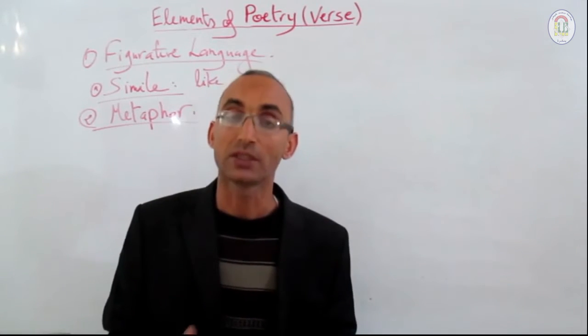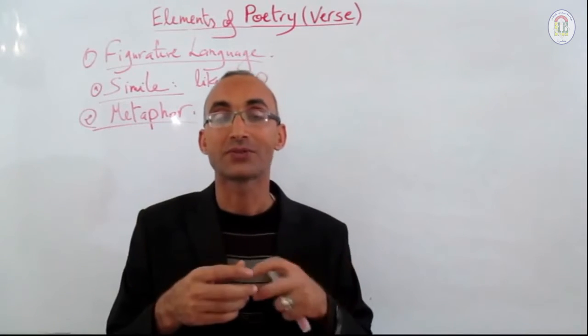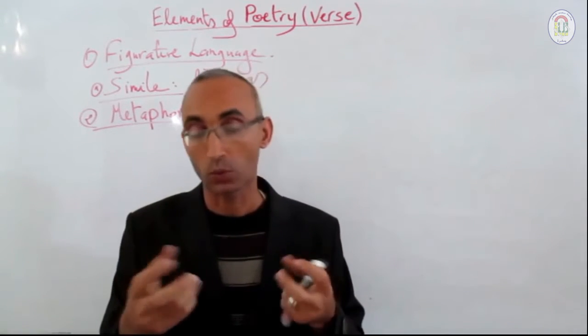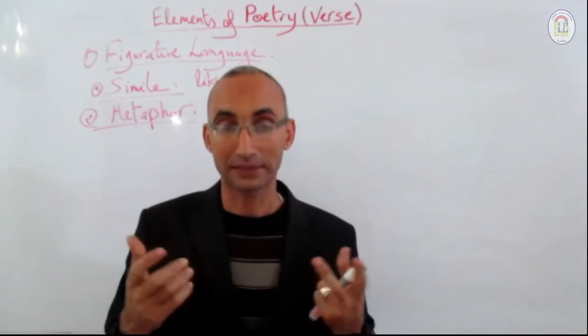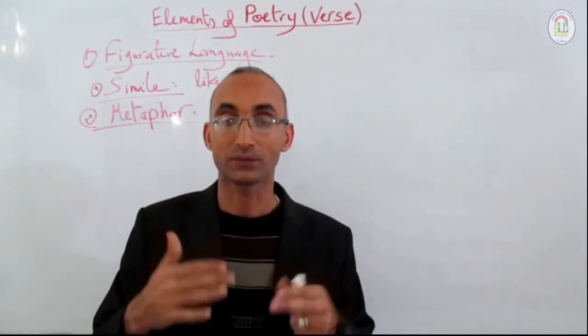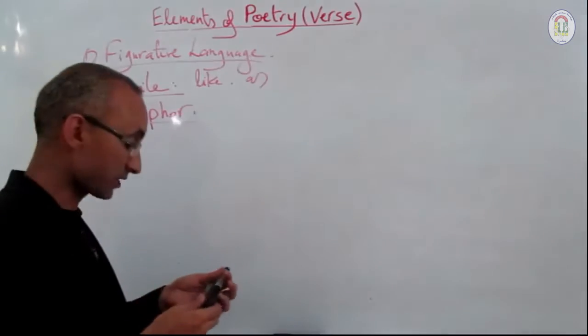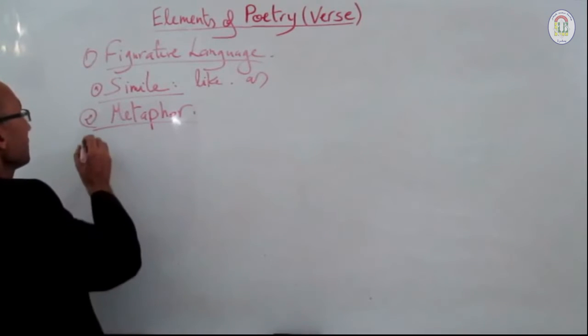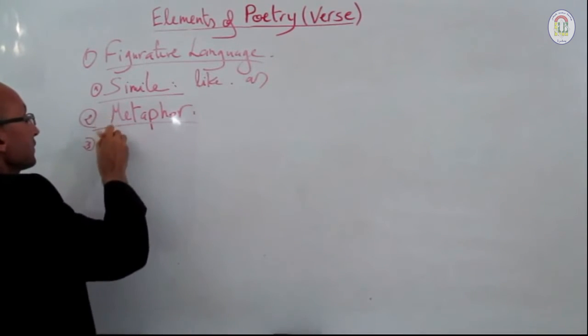Clear. For example, here also the poet when he says life is a diary resembles life to a diary without using neither as nor like. Clear. That's why it's called the metaphor. It is implicit. Alright. Also another important figure of speech is what we call personification.